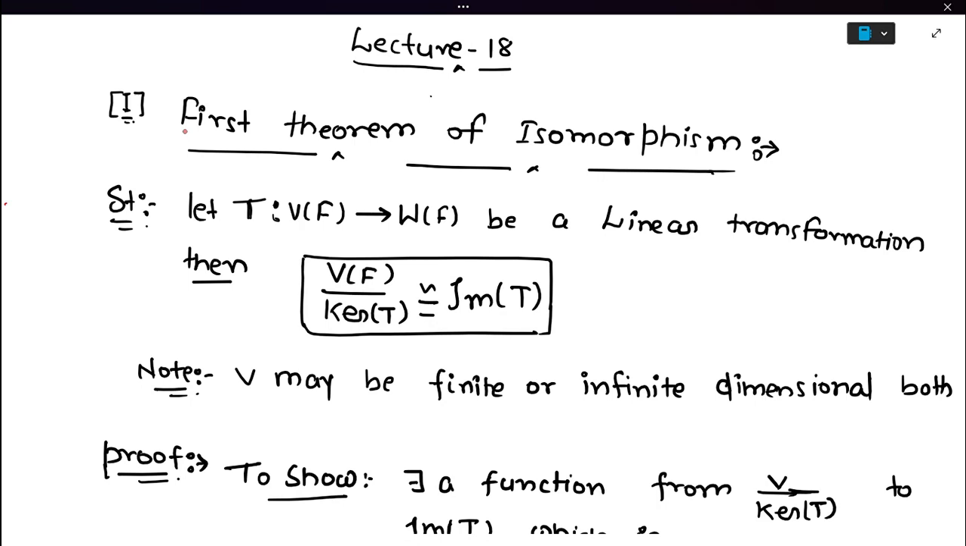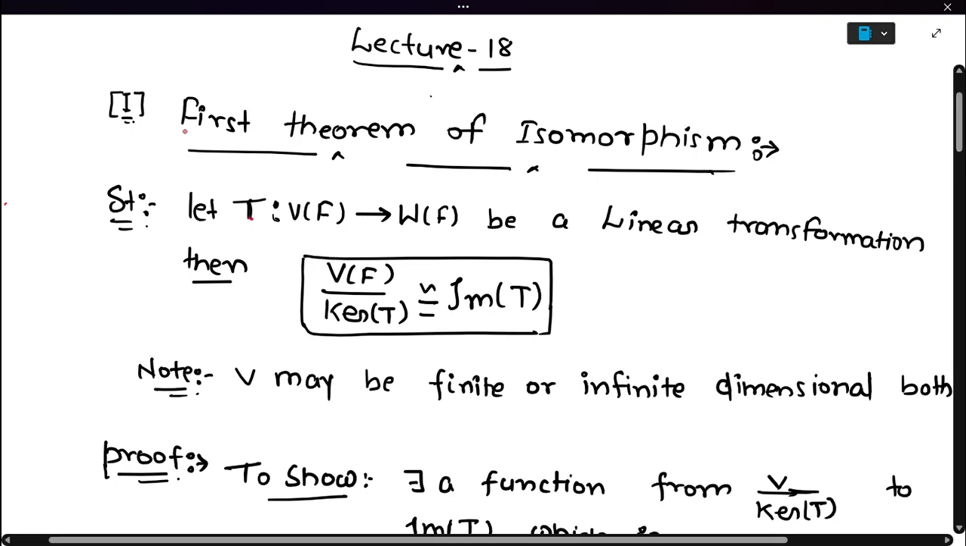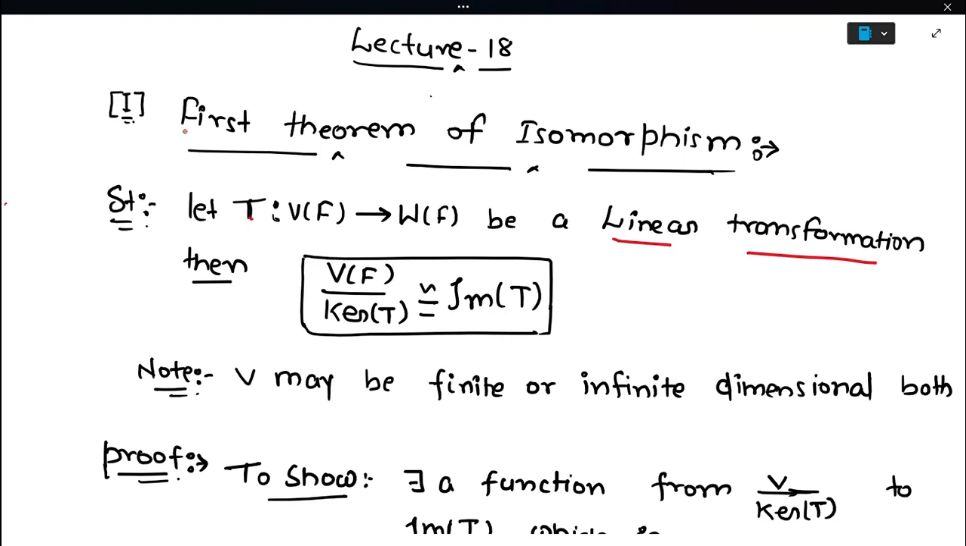We will prove in this lecture the first theorem of isomorphism. What is the first theorem of isomorphism? Suppose we have a linear transformation T from V to W, where F is a field. Then the first theorem of isomorphism says that V by kernel of T is isomorphic to image of T.